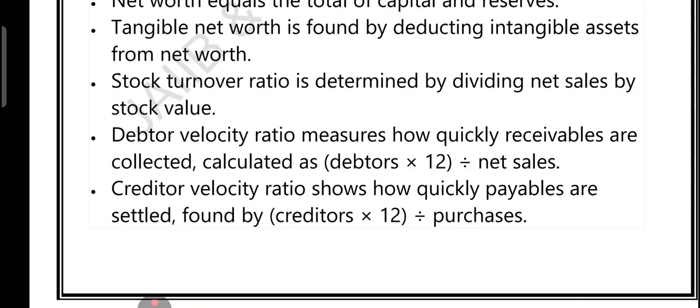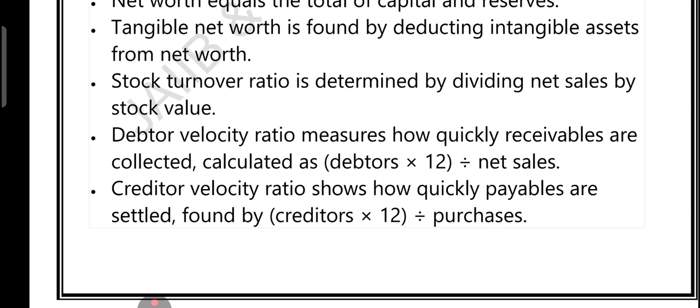Second is called debtor velocity ratio. This is a very important ratio. Debtor velocity ratio shows how fast you collect your receivable. You know what is the meaning of receivable? Suppose you have a business and you are engaged in giving out some kinds of goods. Suppose you sell some goods on credit and you have not received the payment yet. That payment that is yet to be received is called receivable. And how fast you receive the receivable is shown by the debtor velocity ratio.